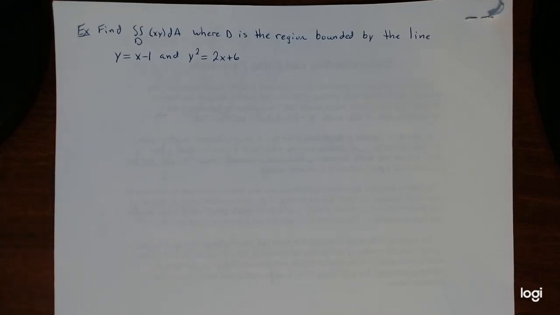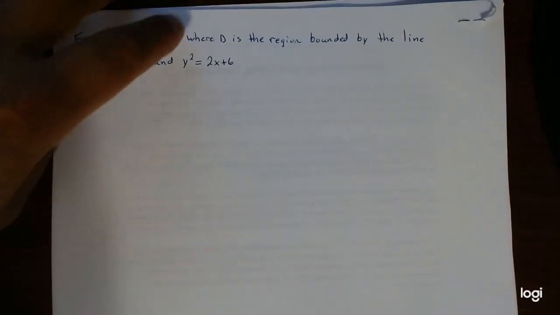Okay, so we want to find the volume underneath this region D of the function xy, where D is the region bounded by the lines y equals x minus 1 and y squared is equal to 2x plus 6. So the first thing we want to do is just graph this out.